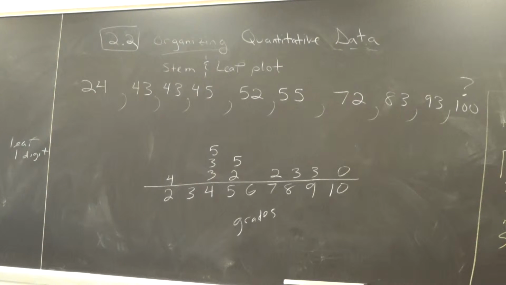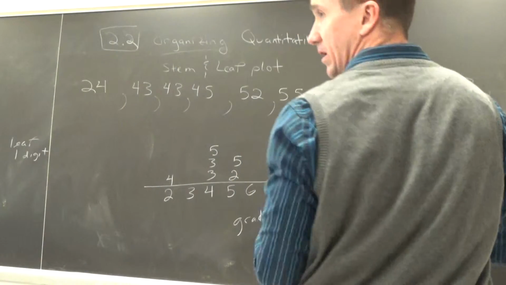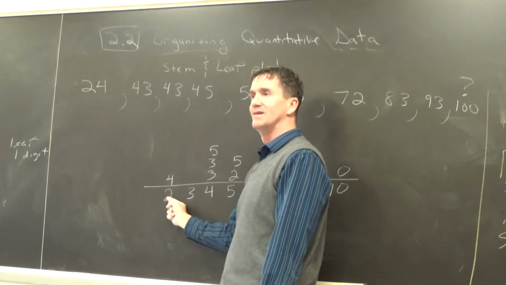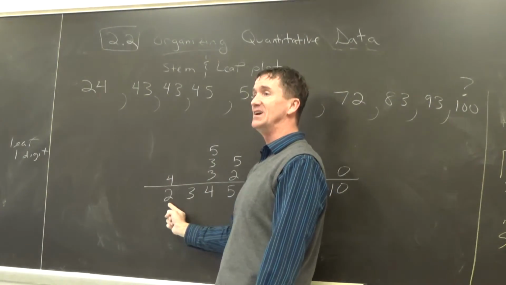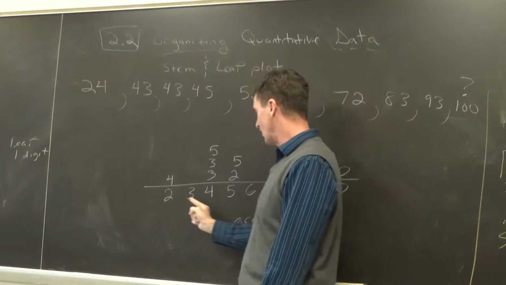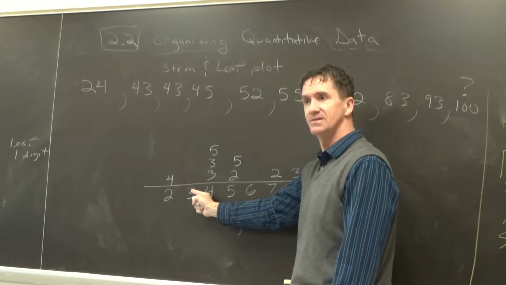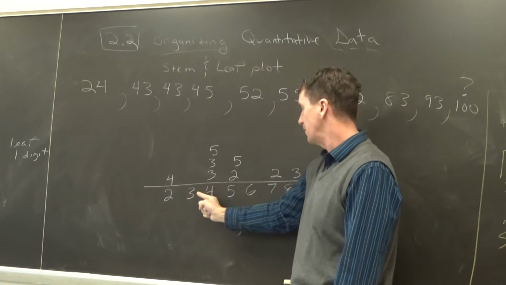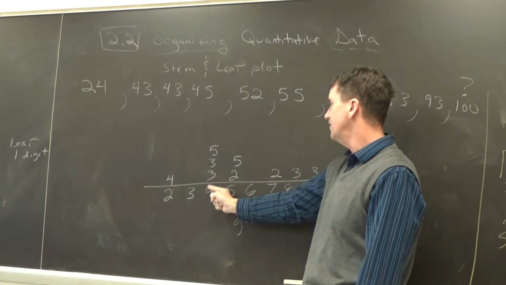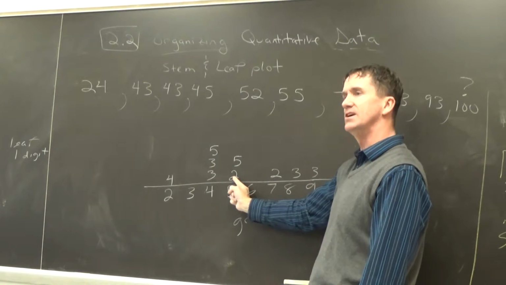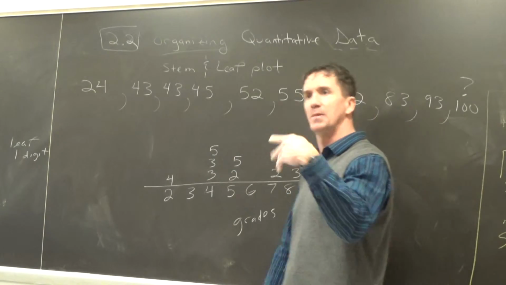If I gave you a stem and leaf plot, I want you to be able to go in there and go, okay, what's that number right there? 24. Be careful, don't call that 42, that's the number 24. Oh, there's no 30s, right? That means there's nothing there, but that's the number what? 43, 43, 45, 52, 55. There you go. You'll be able to read it.